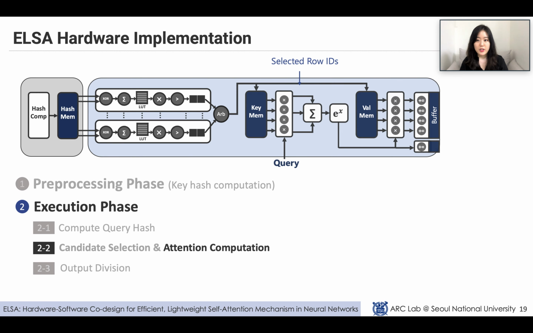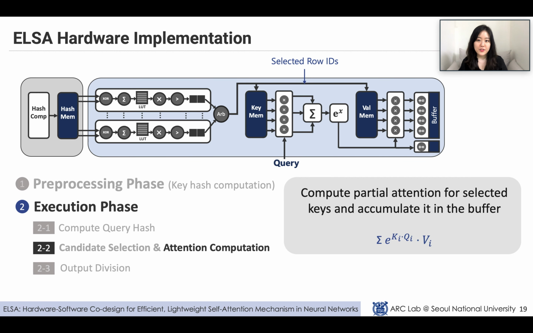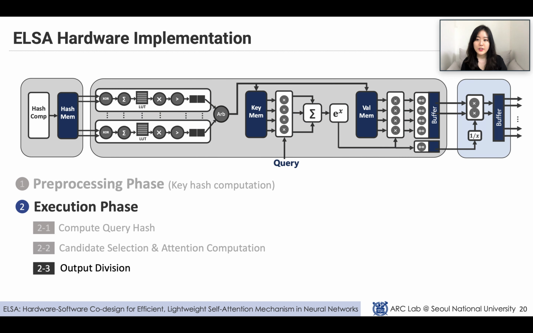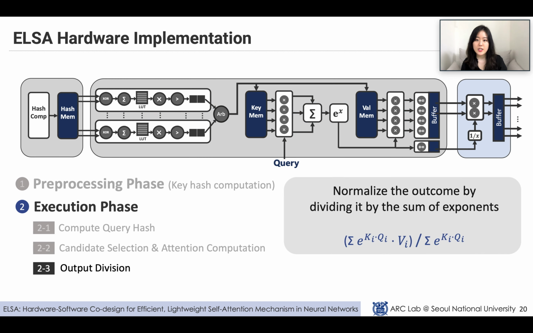The keys that are not filtered out are then passed to the attention computation modules. The attention computation modules receive the ID of the keys that are not filtered out by the candidate selection modules and then perform attention computation with those keys. In particular, the attention computation module computes partial attention output for each key and accumulates it in the buffer at the end. Finally, once the attention computation finishes, the outcome is divided by the sum of exponents for the normalization purpose, and this generates the final outcome for the self-attention operation.